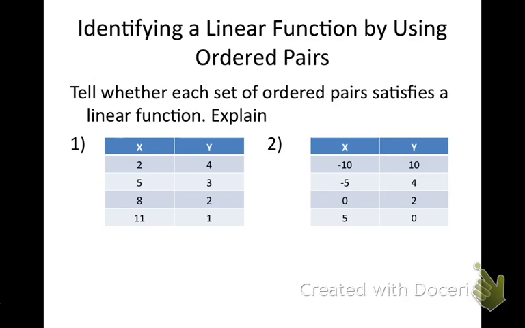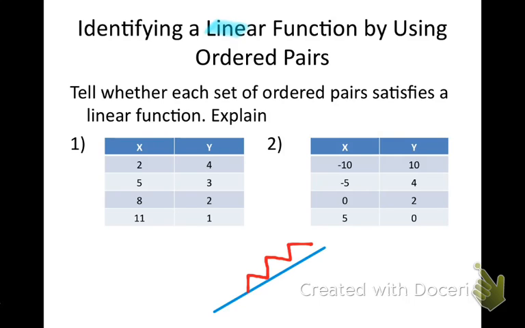Alright, so the first one here. We want to identify a linear function by using ordered pairs. And again, a linear function comes from that root word, it's a line. If I think of a line here, a line really goes up and over the same amount. It has kind of the same slope throughout. So think of it like a staircase. It's going to go up and over, up and over, up and over, all the same here.